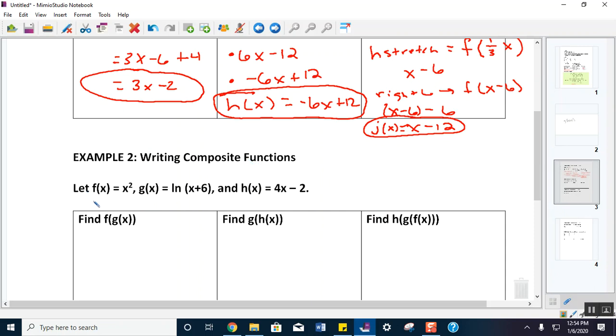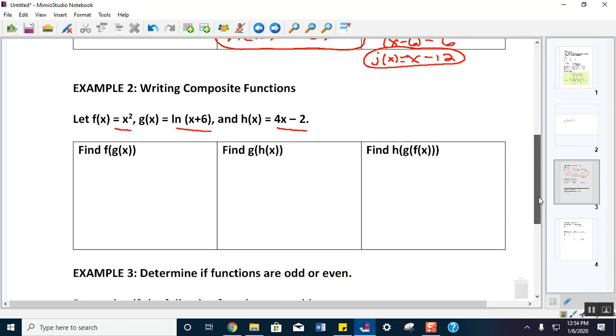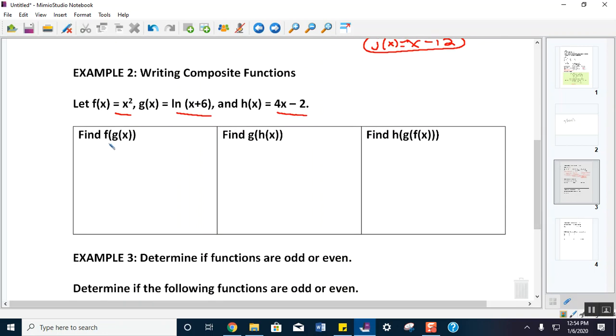Okay, so here's the deal. What are we letting f of x equal here? f of x is x squared, g of x is the natural log of x plus 6, and h of x is 4x minus 2. So they say we would like to write a function that's a composite of f and what? Now, anytime you write composite functions, and make a note up here, this is important, you always start with the innermost function.